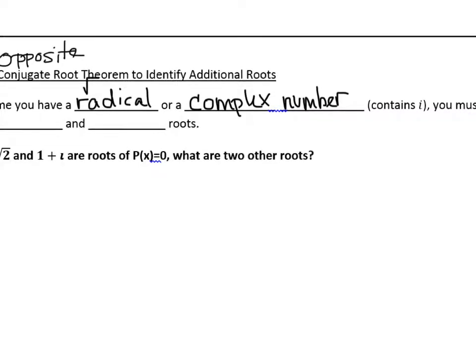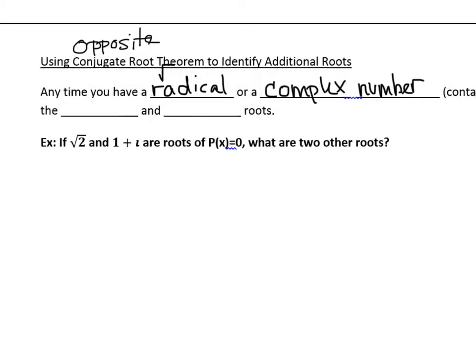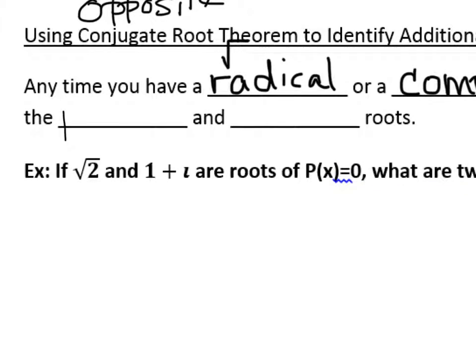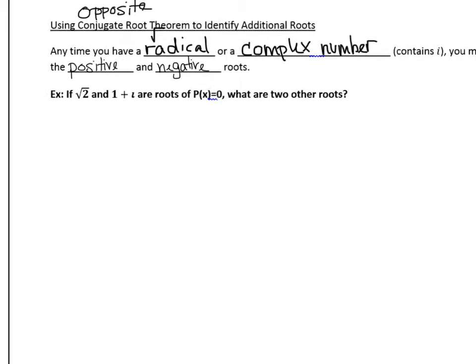If you have either one of these or both of these, then you must have 2 roots, not just 1, 2, the positive and the negative. So even if they only give you 1 root, you know that they're going to have another root.